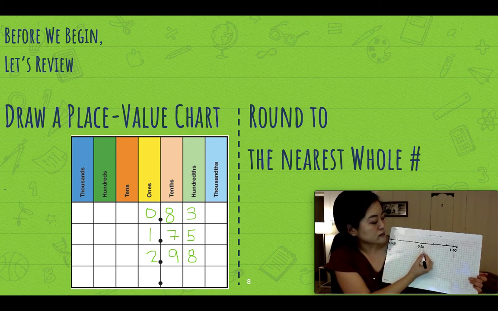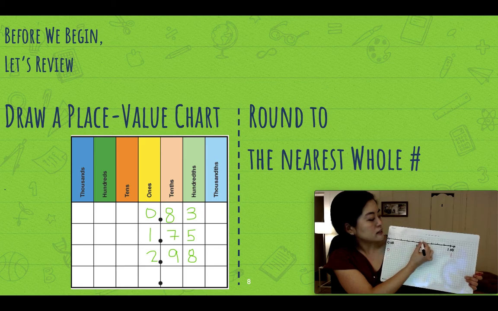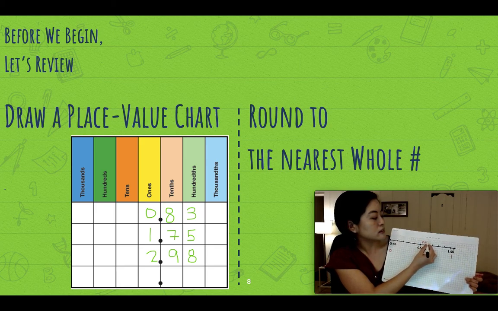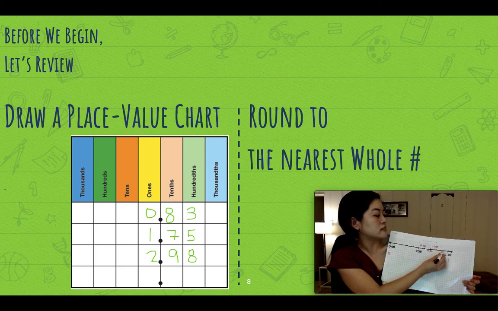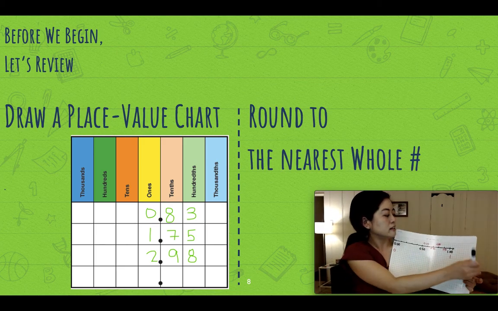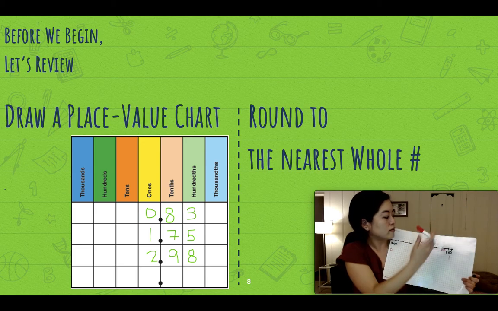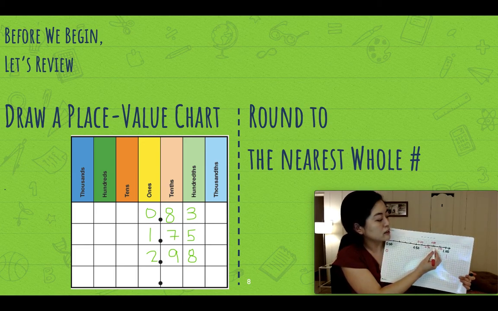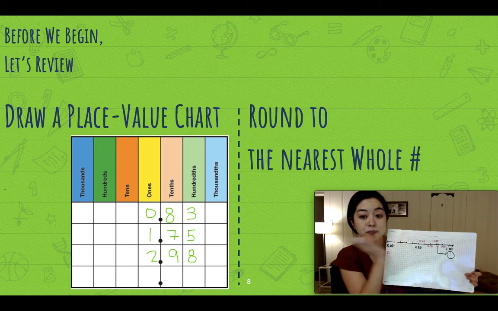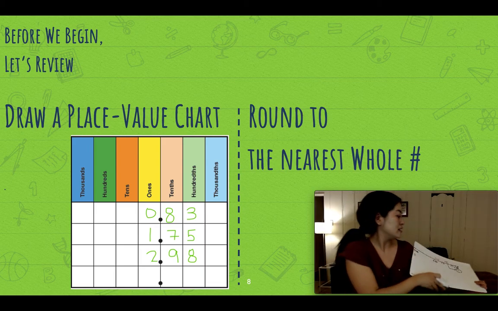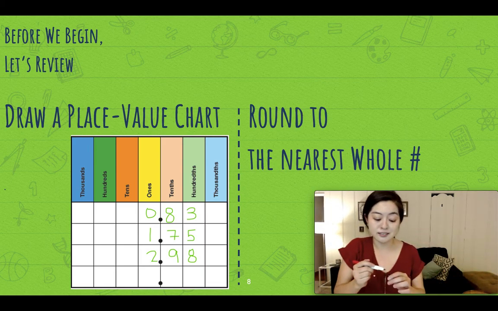So where would 0.83 go? Well, I know that's 0.50. This is 0.60. This is 0.70, 0.80, 0.90. So it looks like 0.83 would fall somewhere between here and here. And I see it's closer to the whole number 1. Well, let's look at the second row.